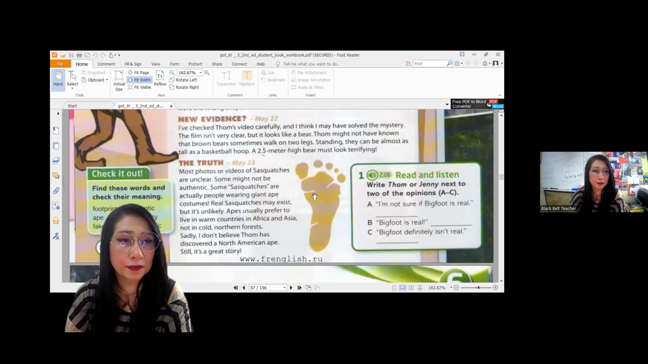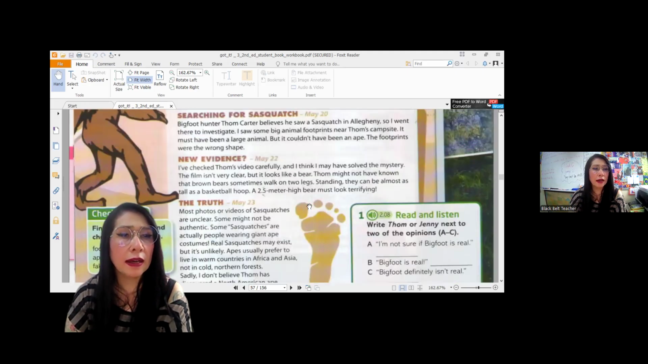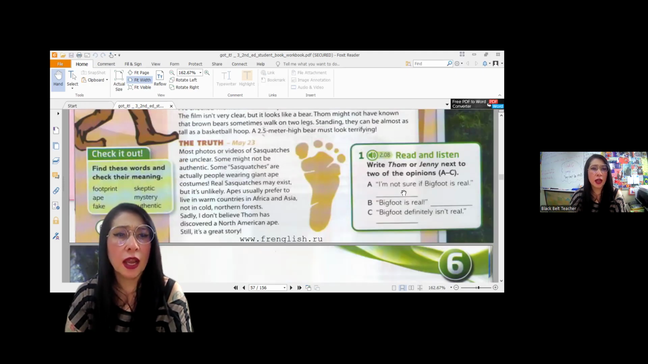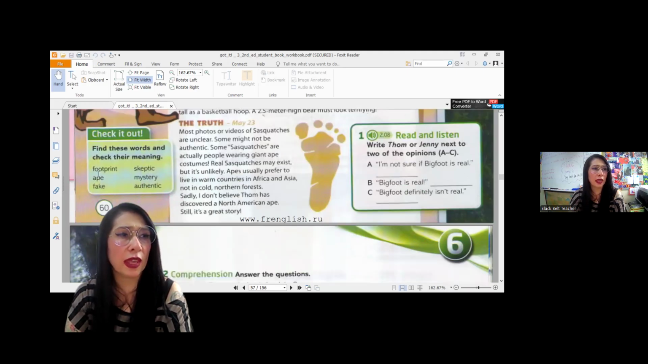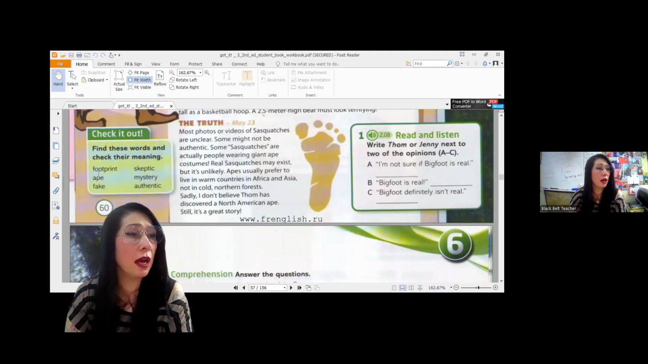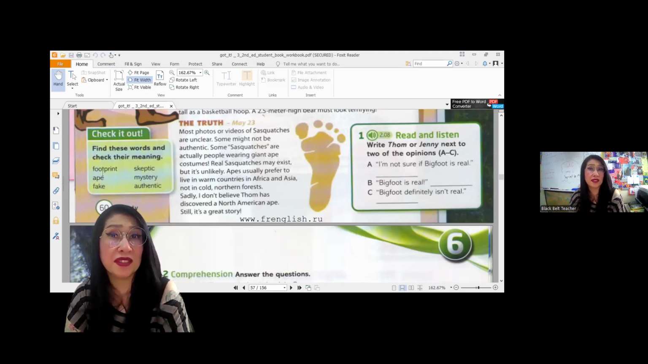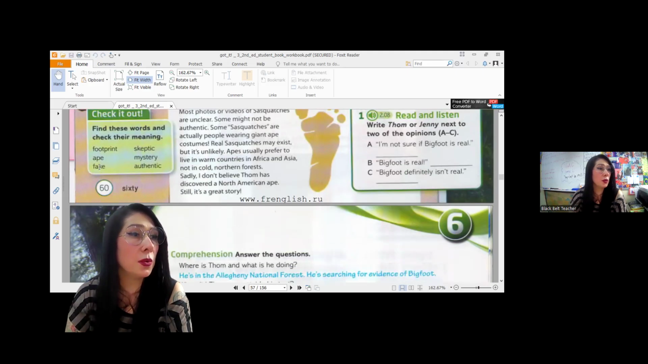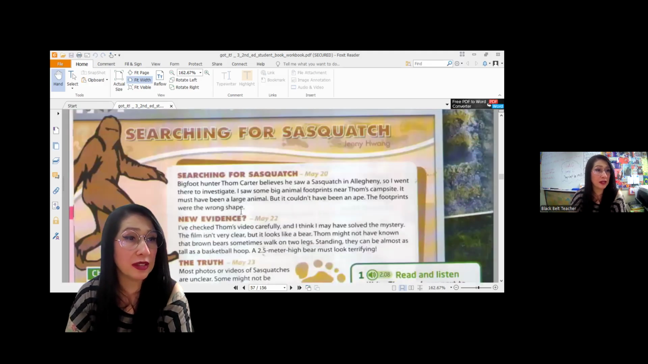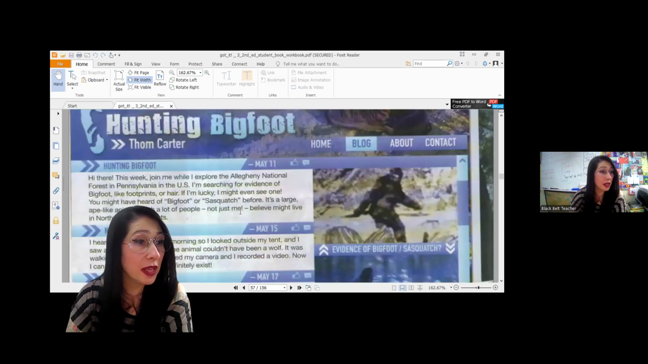Okay. In this reading, we are supposed to find these vocabulary terms. So the first word is footprint. So let's locate footprint in the text.